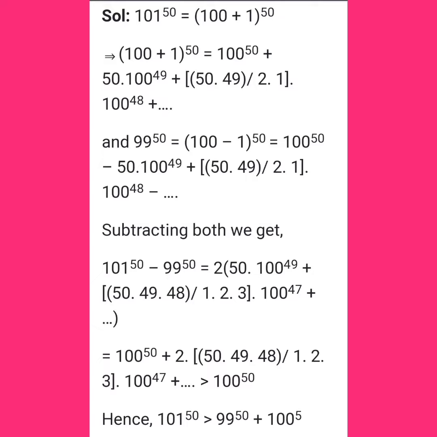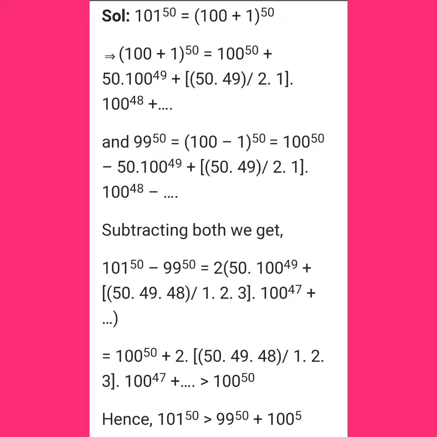Similarly, 99 power 50 can be written in the form of (100 minus 1) power 50, which you expand. So, in this case, (x minus a) power n. So, the same series with alternating signs. So, 100 power 50 minus 50 into 100 power 49, etc., like that. Now, you subtract 99 power 50 from 101 power 50.